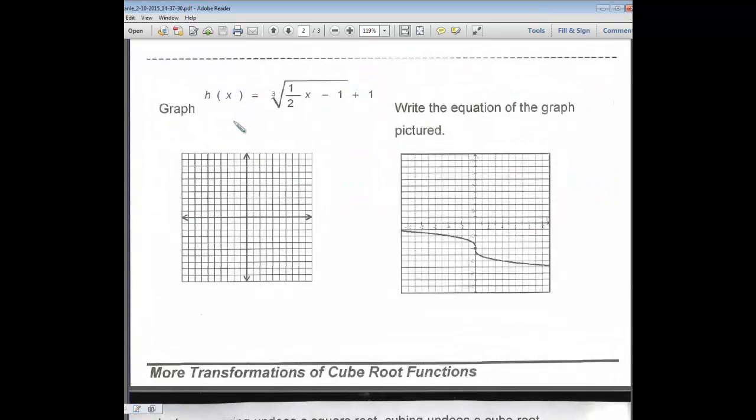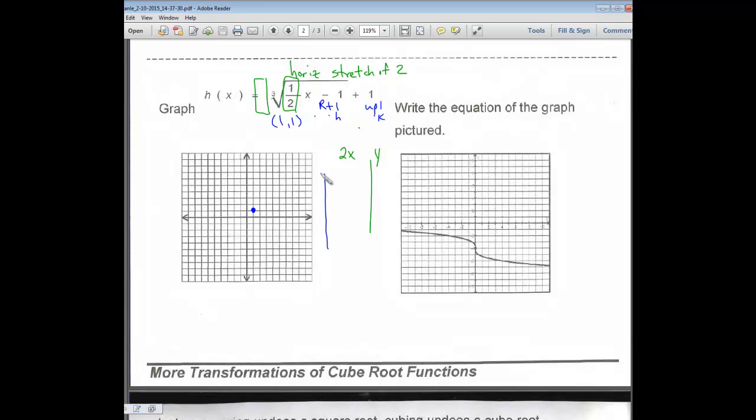Let's write down all of the transformations. Notice there's nothing out here being multiplied to y, so y stays the same. But inside x, I have a horizontal stretch of 2. Our function is moving right 1 and up 1. So h is 1 and k is also 1. So the new function will start at this point.